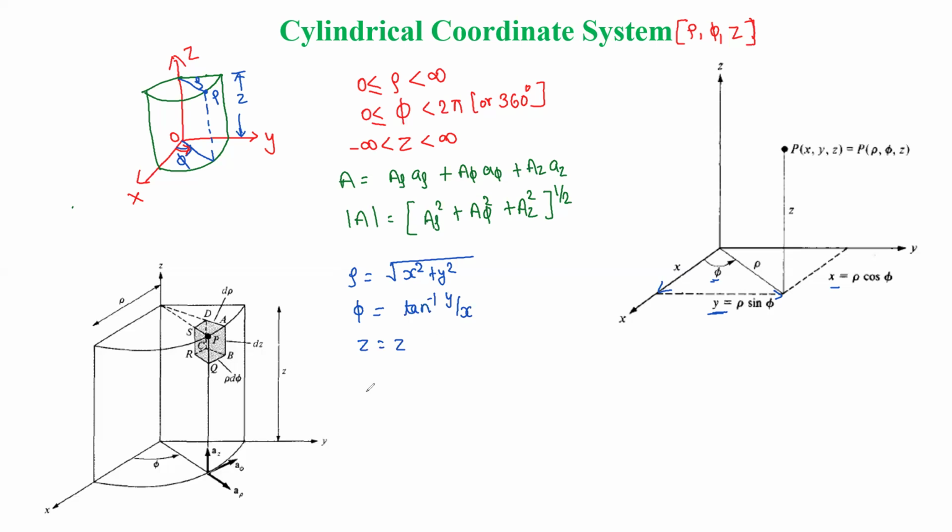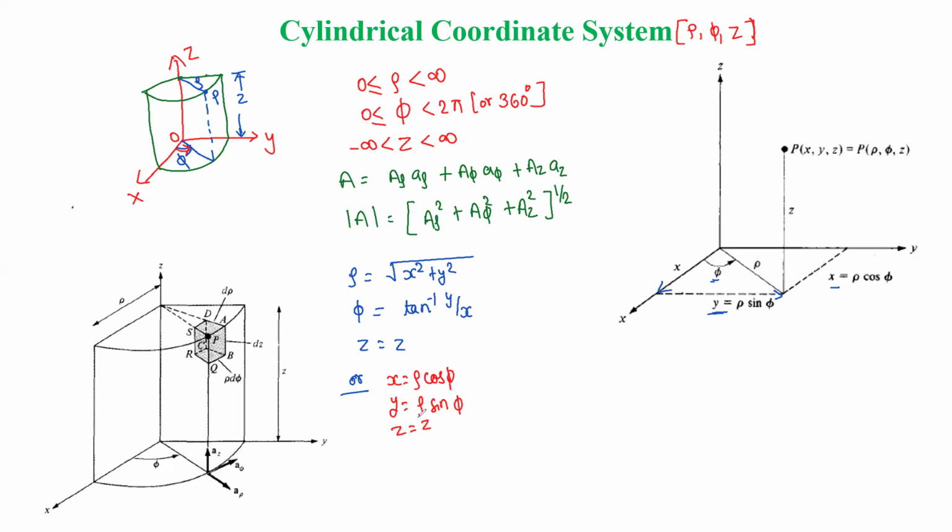Similarly, the Cartesian coordinate parameters can also be written in terms of cylindrical coordinates. So x is rho cos phi. What is y? y is rho sine phi. And z is the same as the z value. Like this, we are able to write these coordinate systems, Cartesian and cylindrical, in terms of each other.